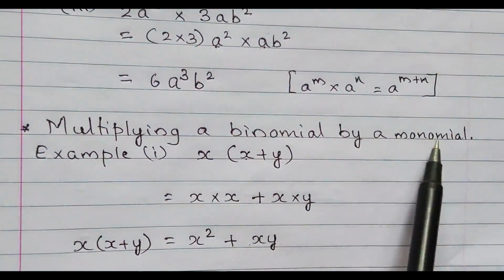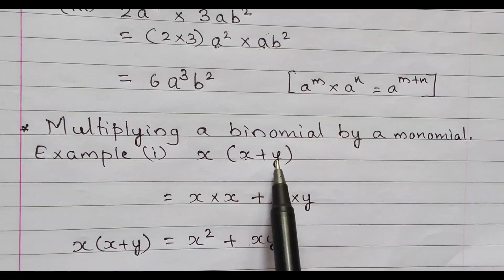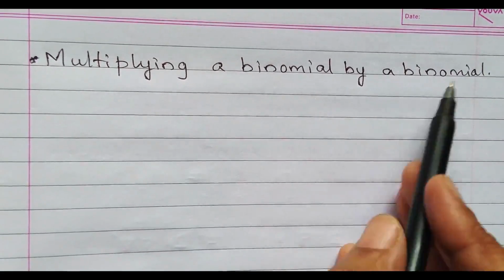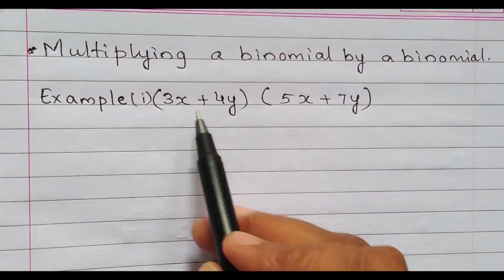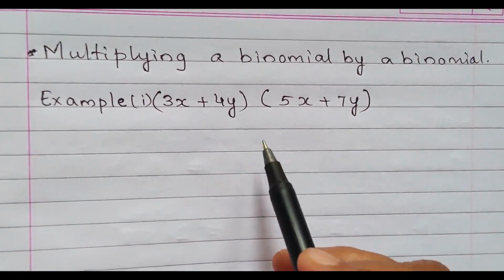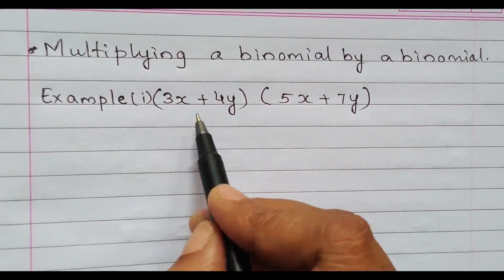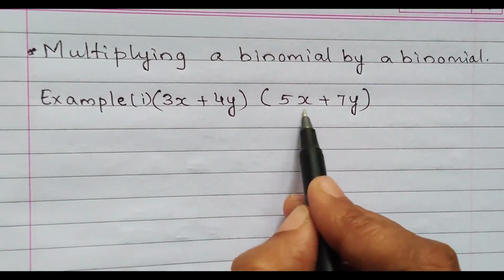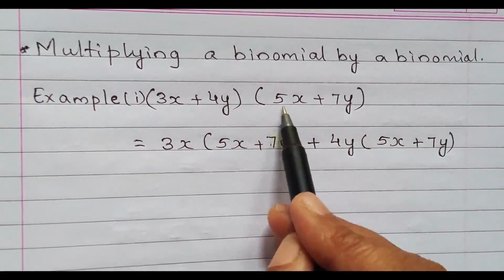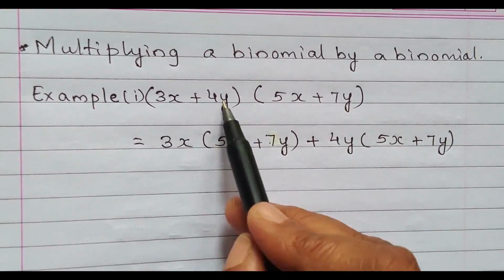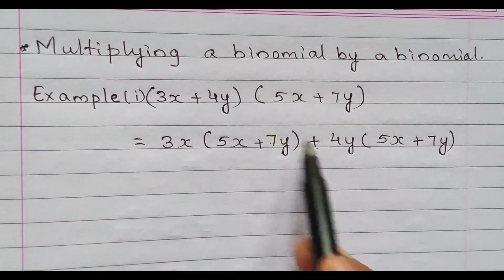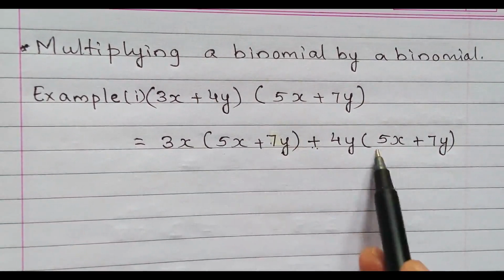So when you multiply a binomial by a monomial, we have to multiply each term of the binomial by the monomial term. Now let's see the multiplication of a binomial by a binomial. Let's take an example. 3x plus 4y multiplied by 5x plus 7y. Now when you're multiplying a binomial by a binomial, we have to multiply each term of the second expression with the first expression. So you have to multiply each term of the second expression using each term of the first expression. So you have 3x multiplied by 5x plus 7y, plus whatever is the sign here, that will come here, 4y multiplied by 5x plus 7y.